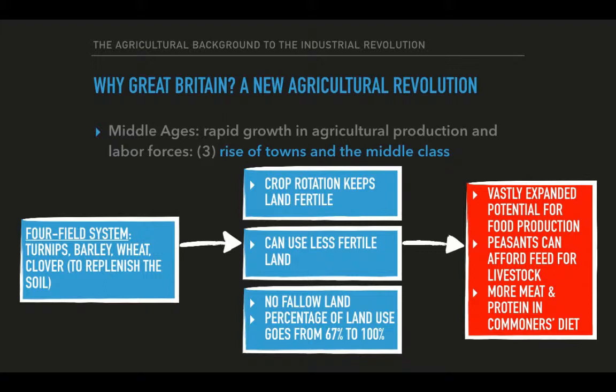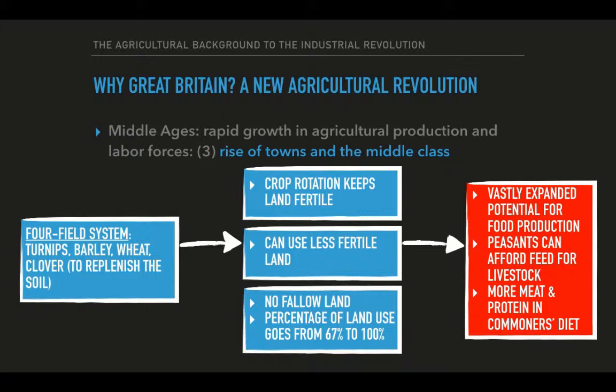Now, these factors led to better crop production so that peasants could afford feed for livestock, leading to more meat and protein in the common people's diet. Now, unfortunately, this new and more efficient agriculture required large open tracts of land.